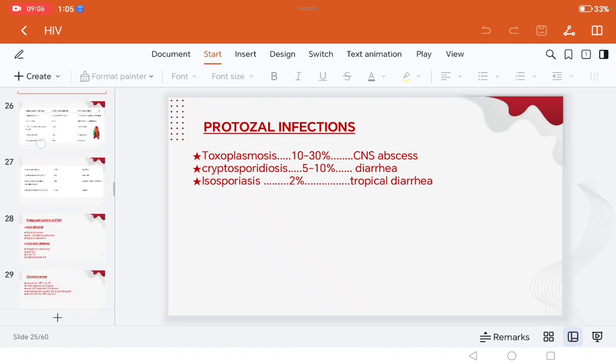Then protozoal infections, among them toxoplasmosis, 10 to 30%, which causes CNS abscesses, cryptosporidiosis, 5 to 10%, which causes diarrhea, and isosporiasis, 2%, which causes tropical diarrhea.